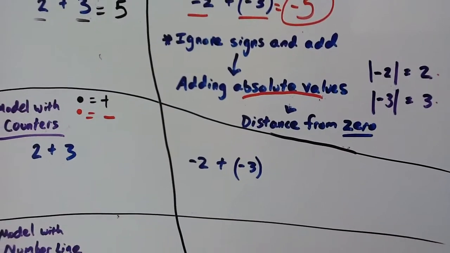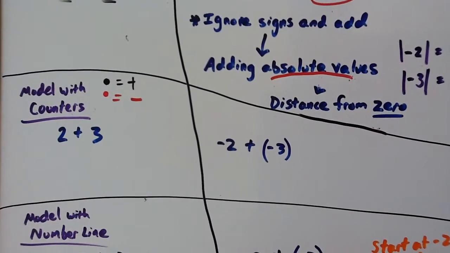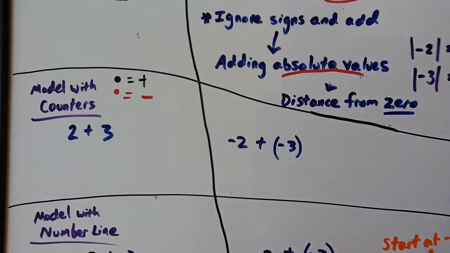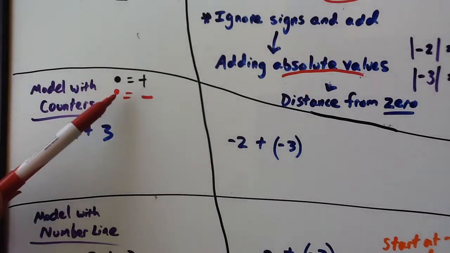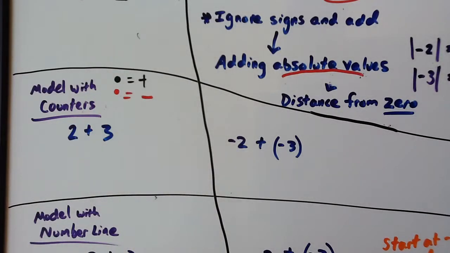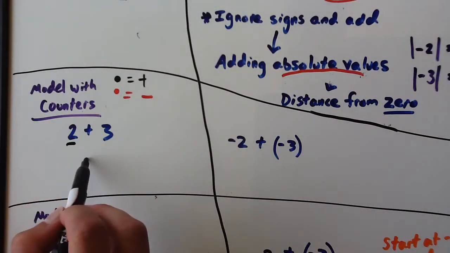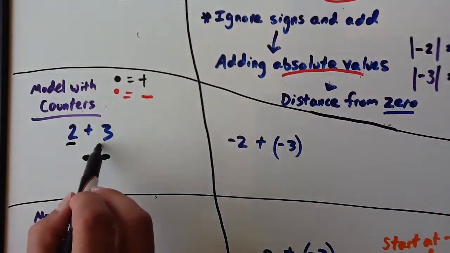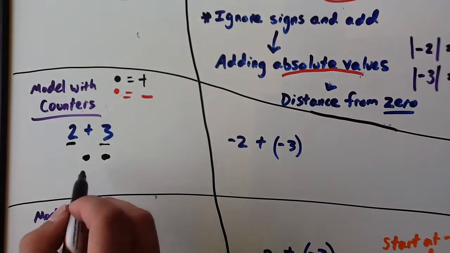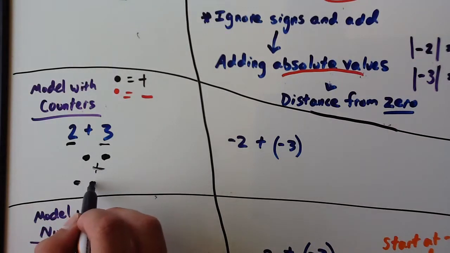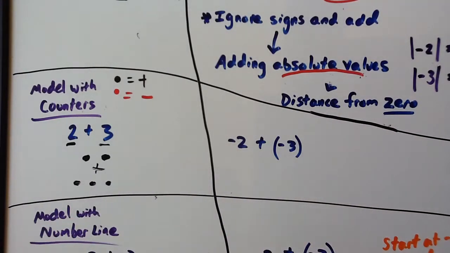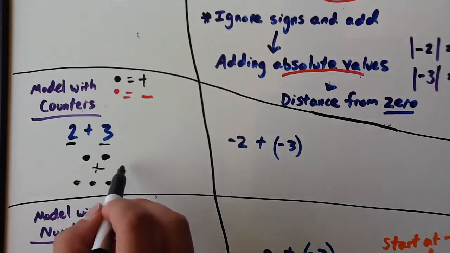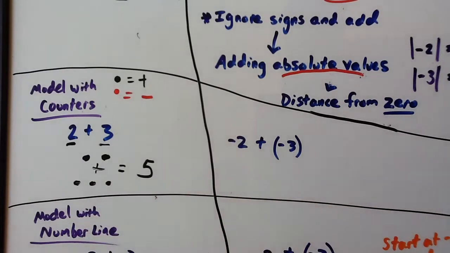There are a couple ways we can model this. We can model it, first of all, with counters. We can use black counters to be positive numbers and red counters to be negative numbers. So if we had 2 plus 3, well, I have 2 positives, and I'm going to add 3 more positives. So if I take 2 positives and add 3 positives, then of course I end up with 5 positives, which is just positive 5.